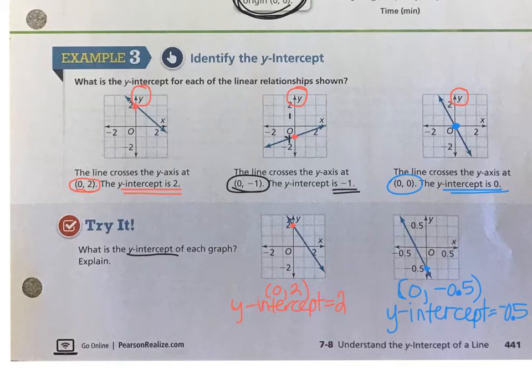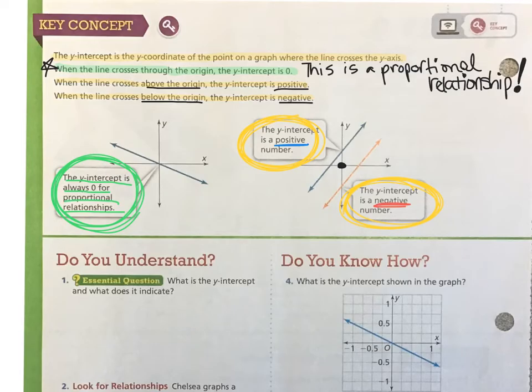In the second graph, the point 0, -5/10 represents the point where that line crosses the y-axis. So the y-intercept in that graph is negative 5/10. The key concept is going to give you all of the helpful hints that you need in order to identify the y-intercept of any graph. The y-intercept is the y-coordinate of the point on the graph where the line crosses the y-axis. This is the main idea throughout the entire lesson.